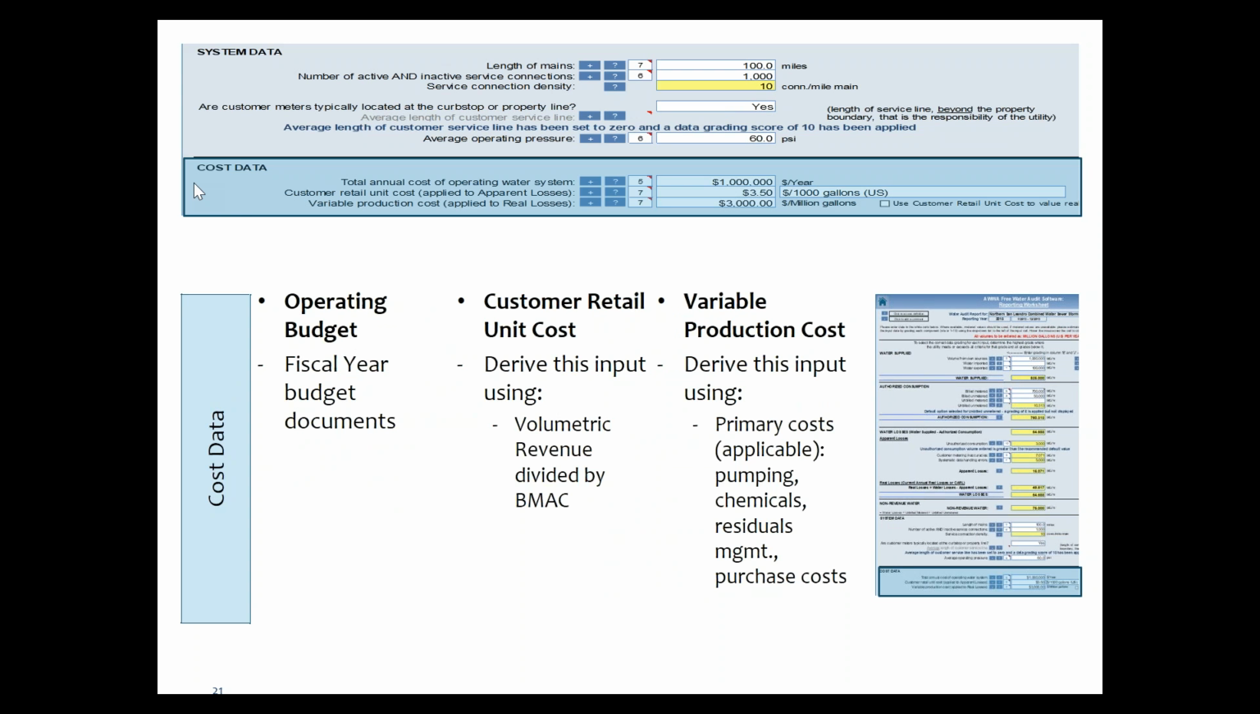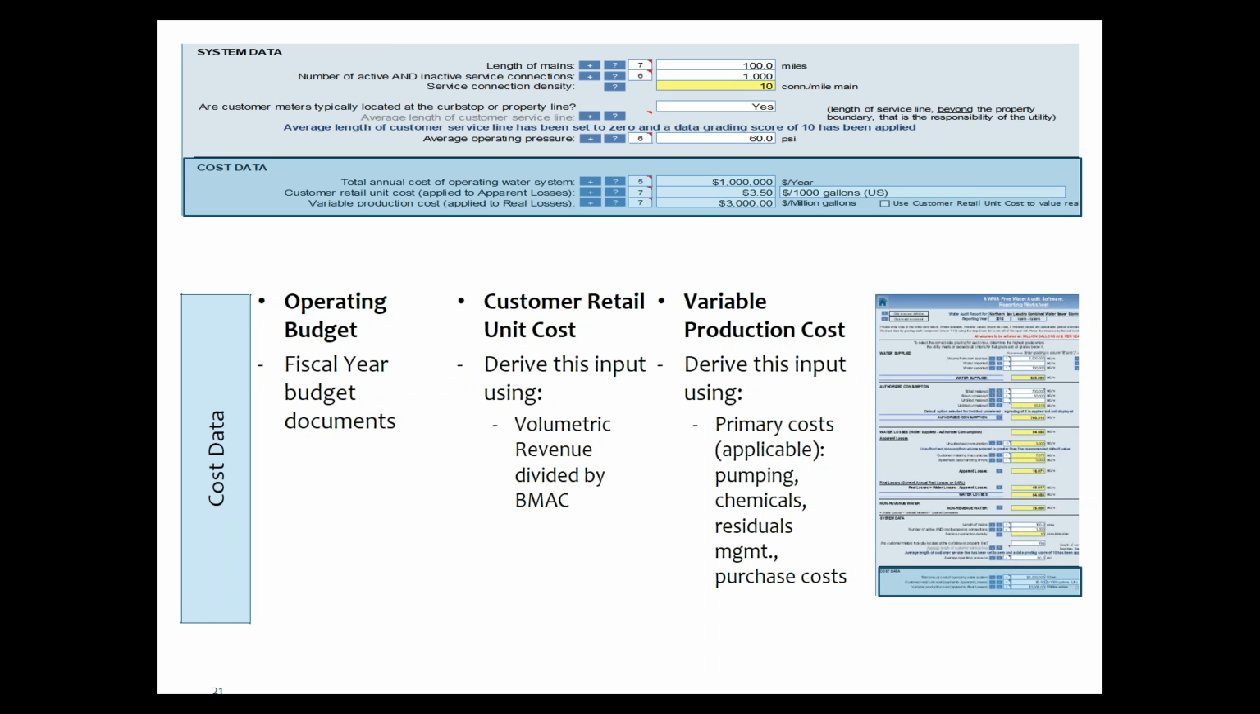And rounding home here at the bottom of our reporting worksheet is the cost data. So the total annual cost for operating the water system, all the costs to keep the lights on and keep the system running in your system. And we're also looking at the customer retail unit cost. This is the cost that is associated with those apparent losses that we just looked at: the unauthorized consumption, the customer metering inaccuracies, and the systematic data handling errors.